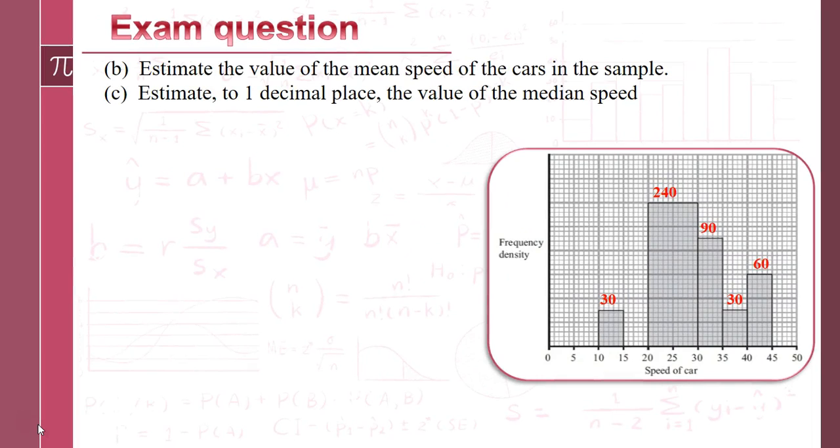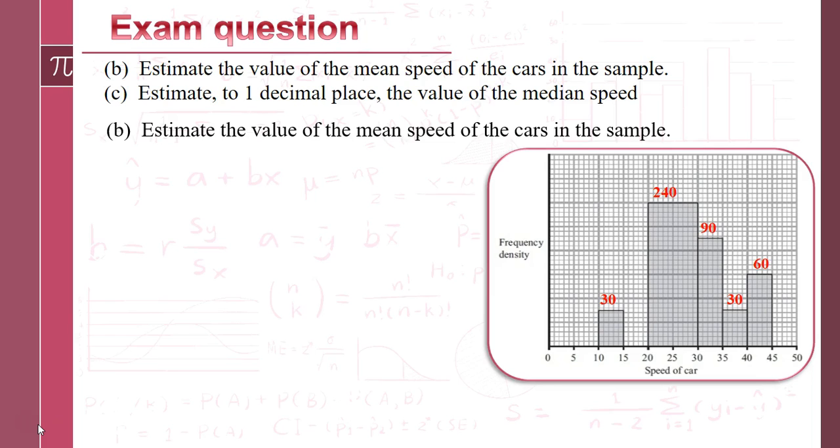There we go. So estimate the value of the mean speed of the cars in the sample. Be careful with your statistical calculations because you've got calculators that will do a lot of the work for you. So I would always use the number of marks available in the question to give you an indication of how much effort you've got to put into these. In this particular case, part B might only be a 1 or 2 mark question because it's as simple as just banging the numbers into your calculator.